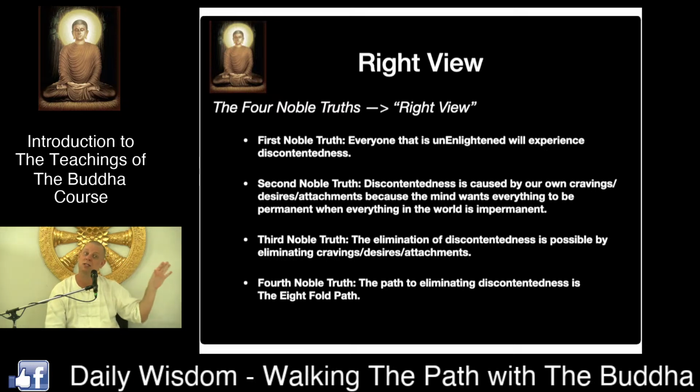So the way you practice this is now and forever. Whenever your mind's angry, don't look for someone to blame. Look internally. What is the craving? What is the longing? What is the yearning? What are you wanting that is causing this? Because the third noble truth is explaining you how to eliminate your discontentedness. The elimination of discontentedness is possible by eliminating craving, desire, attachment. If you can eliminate the cravings and desires and attachments, you can eliminate your discontentedness.